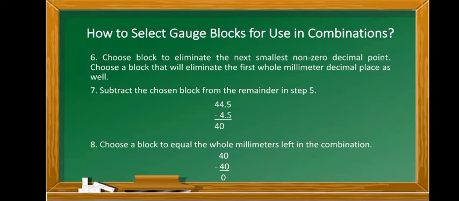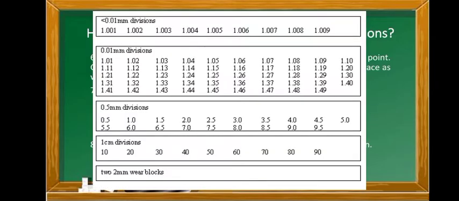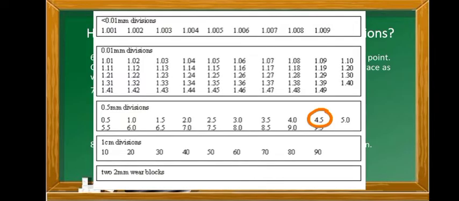So, choose a block to eliminate the next smallest non-zero decimal point. Choose a block that will eliminate the first whole millimeter decimal place as well. So, we are going to choose a block that will eliminate the 5 and that will also eliminate the first whole millimeter decimal place, which is the 4. So, let's go back sa atong set of metric gauge blocks.